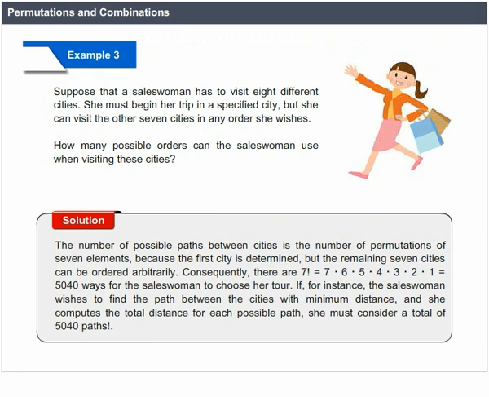If, for instance, the saleswoman wishes to find the path between the cities with minimum distance, and she computes the total distance for each possible path, she must consider a total of 7 factorial, that is 5040 paths.